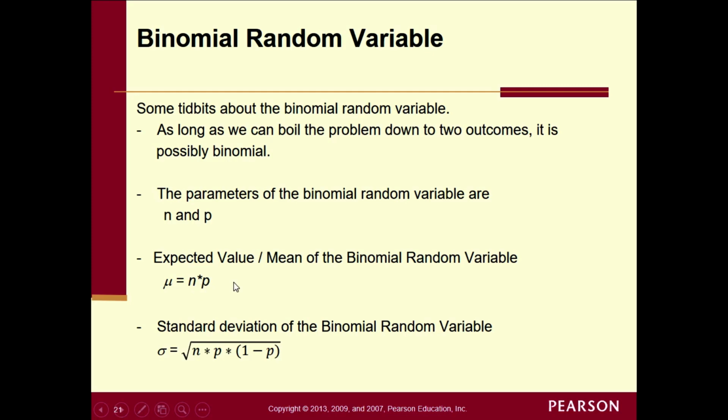Just think of this as still calculating the same thing. It's just that you have different information. There's a shortcut formula here, and we prefer the shortcut formula. Then the standard deviation of the binomial random variable, we'll call that sigma, is equal to the square root of n times p times 1 minus p. Let me give you an example of those.